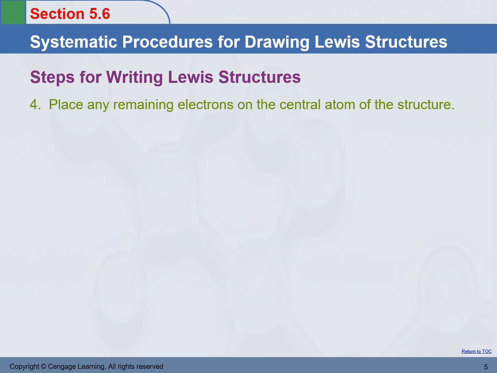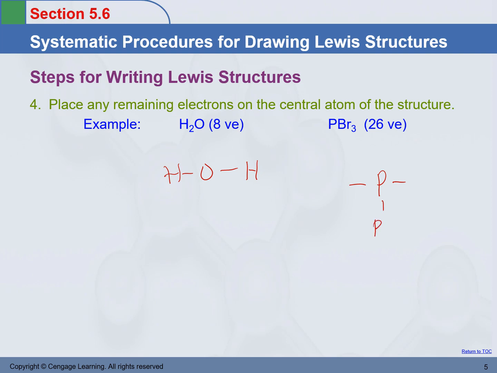Place any remaining electrons on the center atom. If we do have enough, the center will be happy. If we don't, this is all we have, so let's give all we have left to the center atom. So again, this is the end of step number 3 for water. This is the end of step number 3 for phosphorus tribromide.